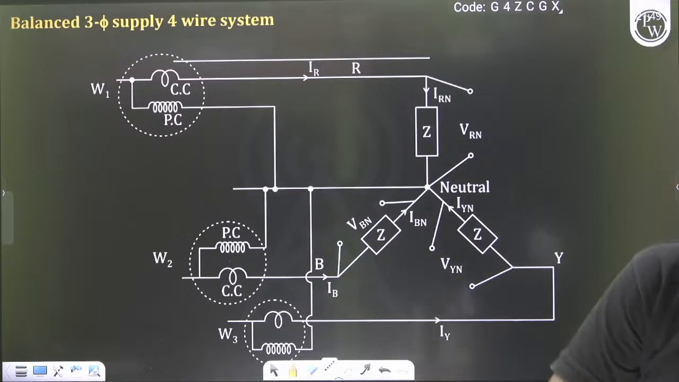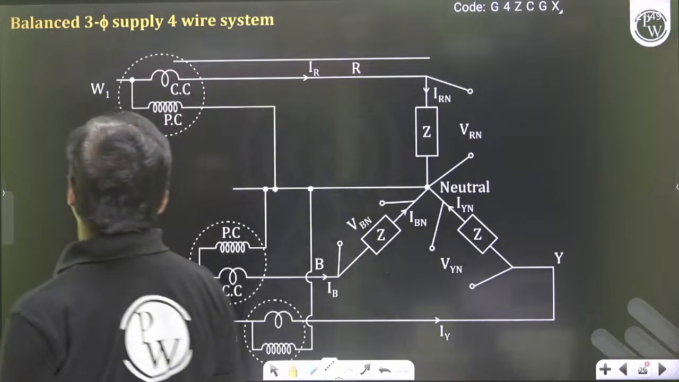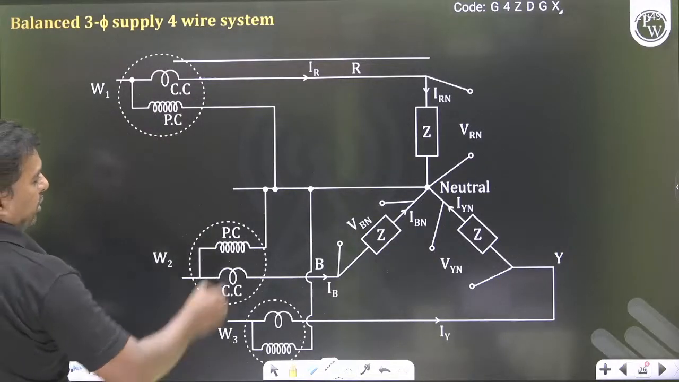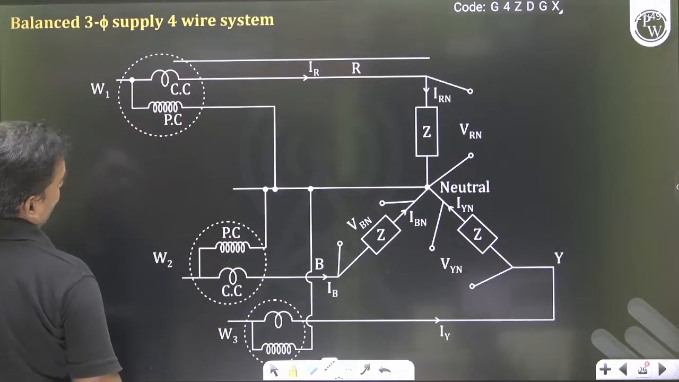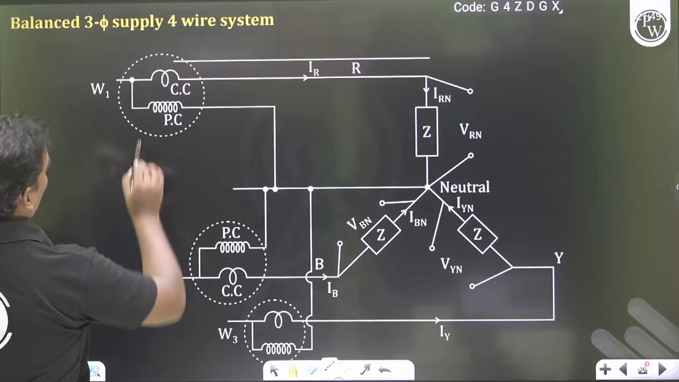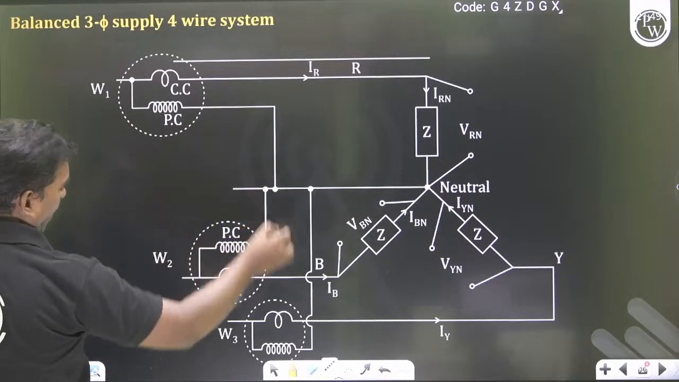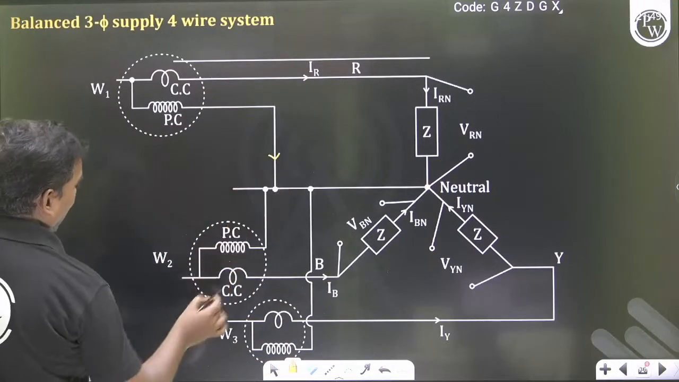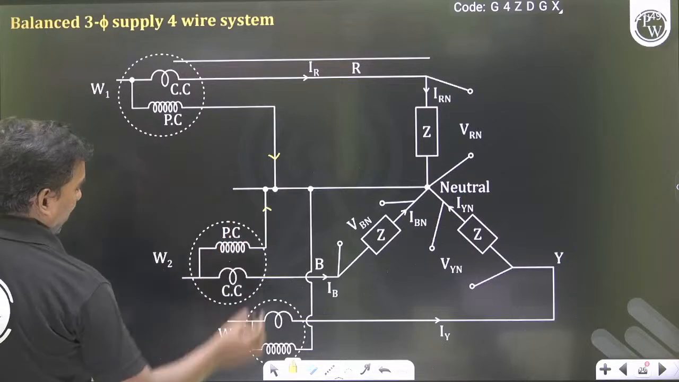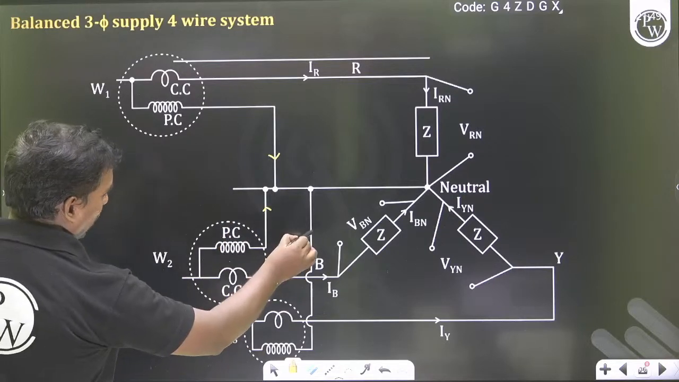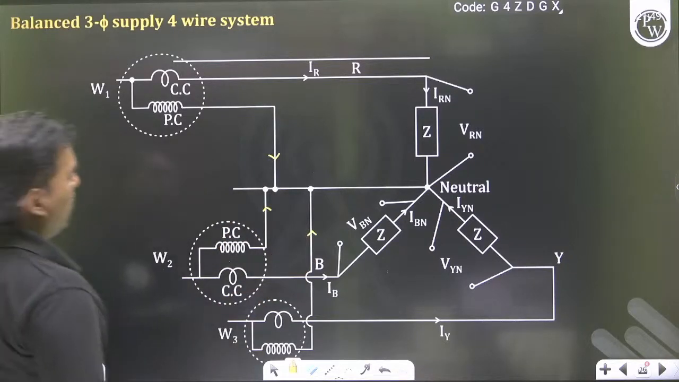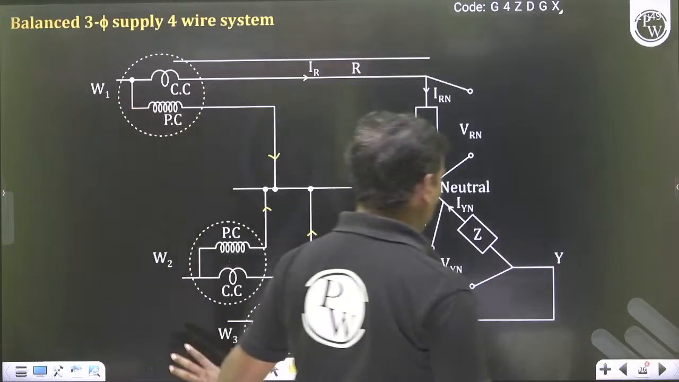So if you take this 3-phase 4-wire system, we definitely need one extra wire, so definitely we need 3 wattmeters. This is a wattmeter, current coil, and the potential coil is connected here, and this another wattmeter, another potential coil is connected here. This is wattmeter 1, this is wattmeter 2, this is wattmeter 3.